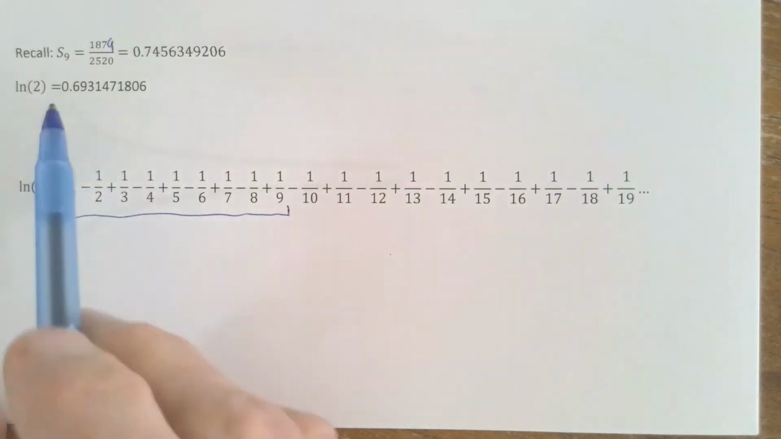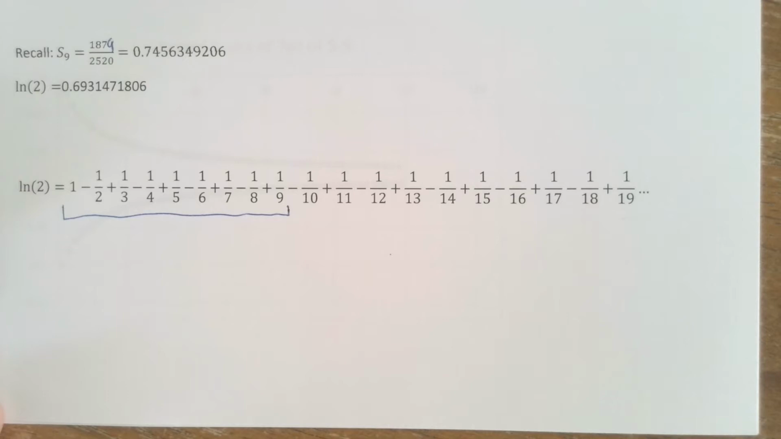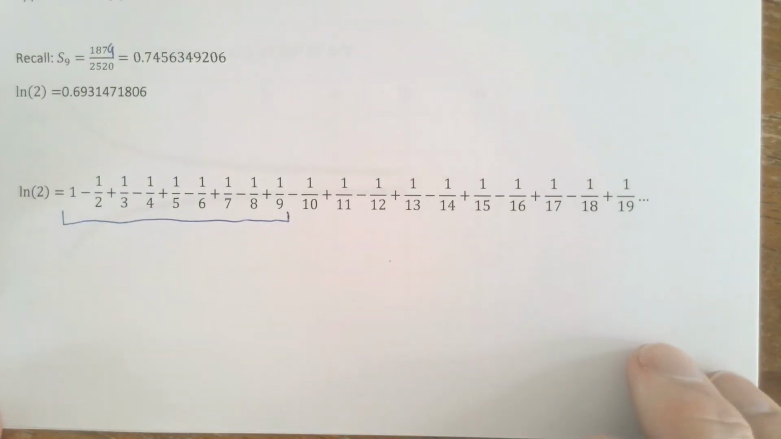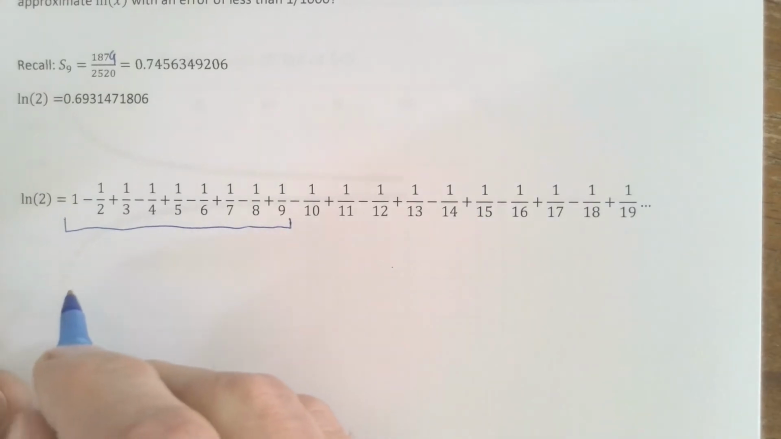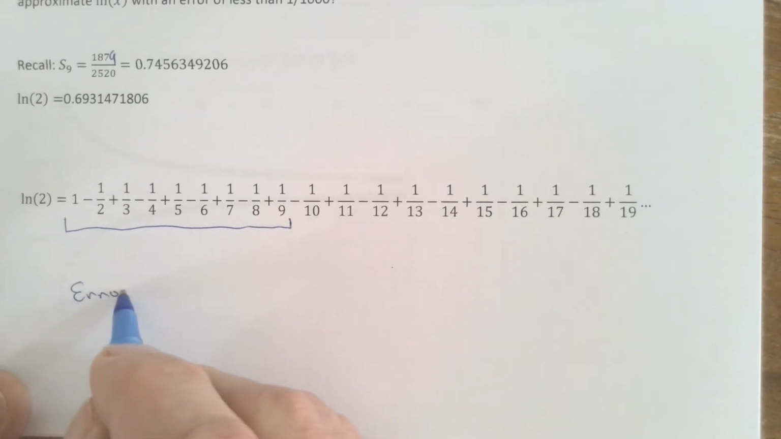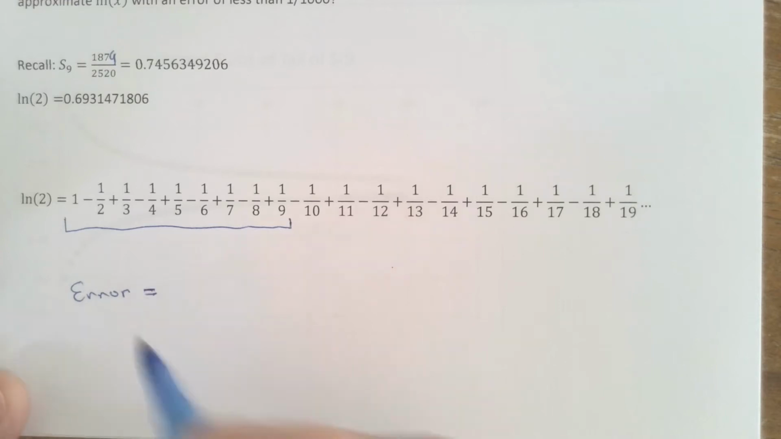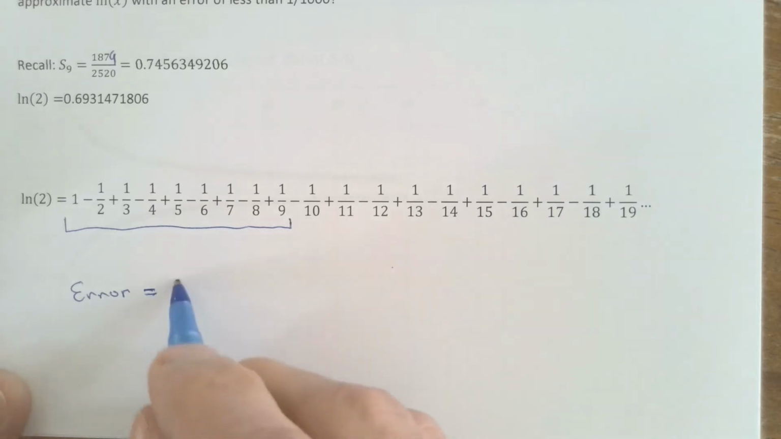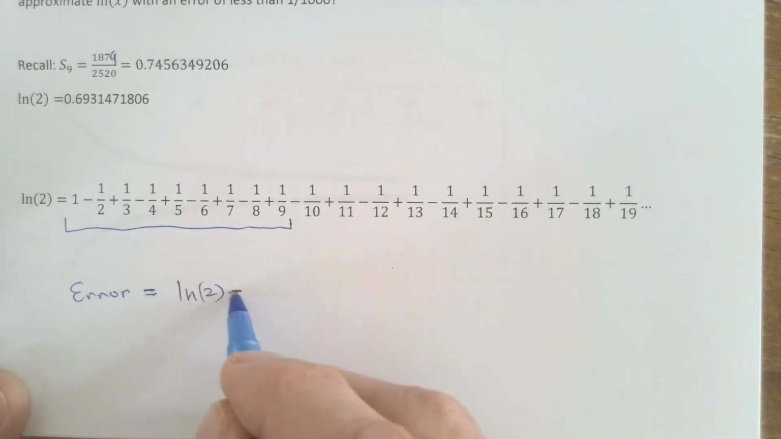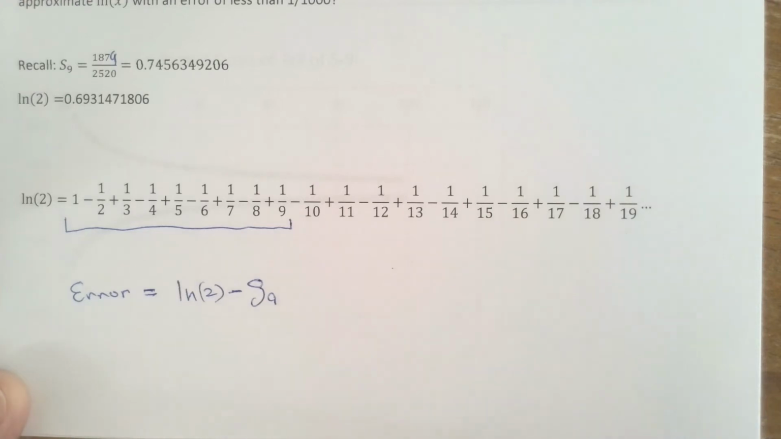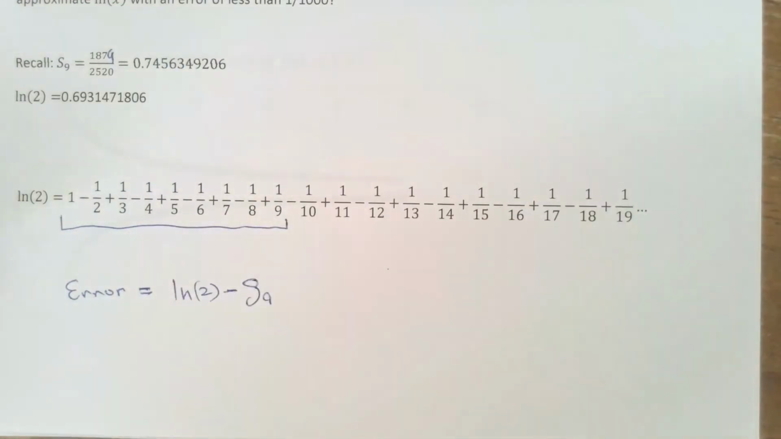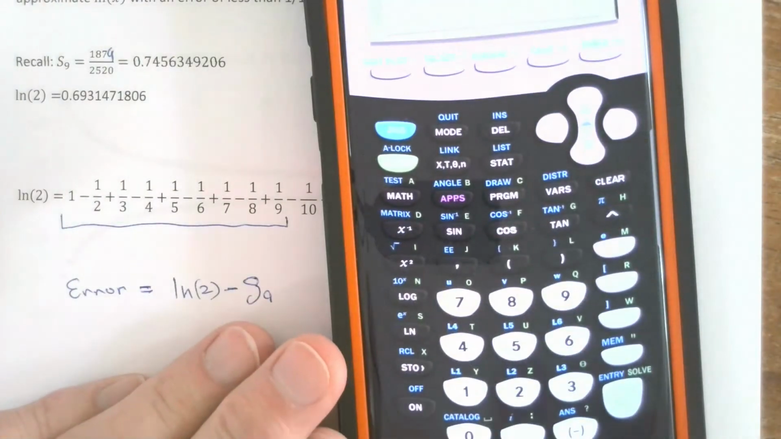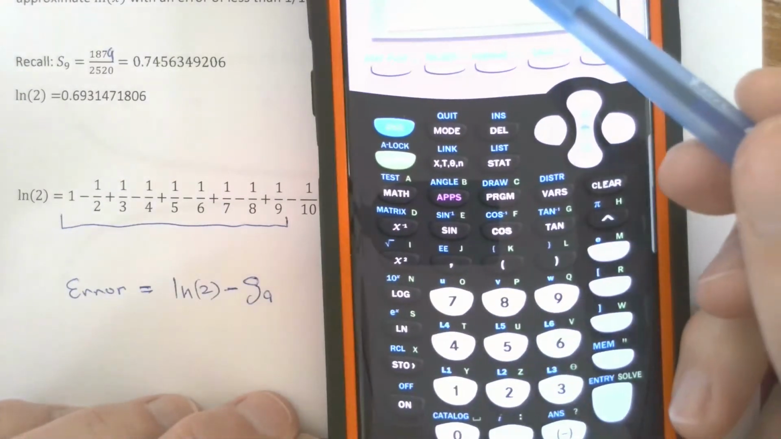So if your goal was to calculate natural log of 2, you have error. And error is defined to be the difference between these two things. So let's take a look at that. The error in this is the difference between these. So for example, if I take natural log 2 and subtract the 9th partial sum, I'm subtracting these two things here, and I'm going to get this, the amount of error there is.